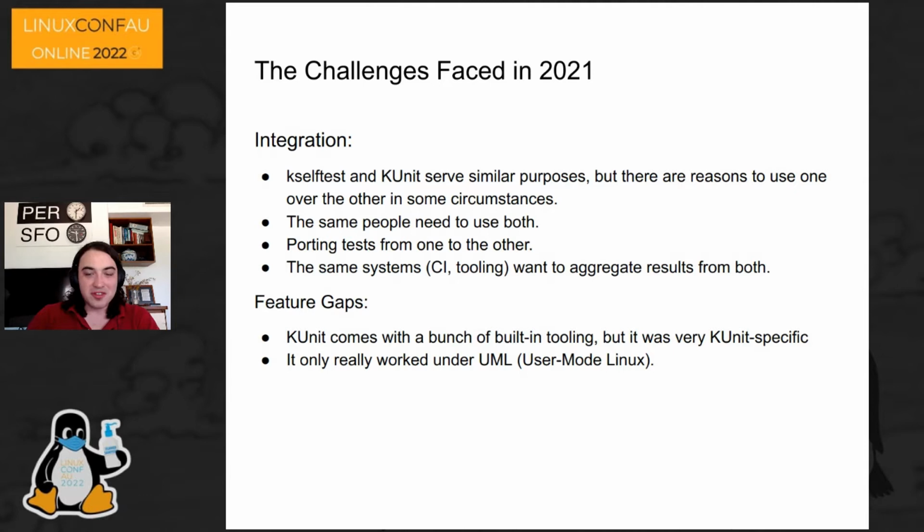So we've got these two kernel testing systems in kselftest and KUnit, and we're trying to get people to use the right one for the right purpose, and there have been some challenges over the last year in doing that. The first thing really is around integration. KUnit and kselftest are in a lot of ways very similar and serve very similar purposes, and the same people probably should be using both.